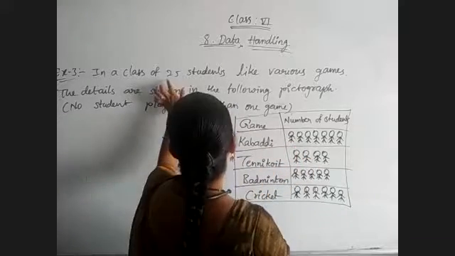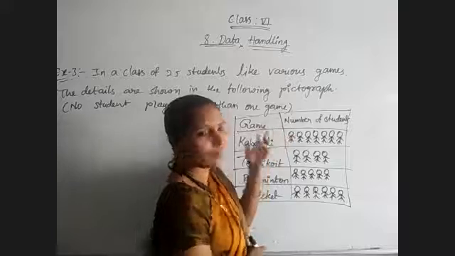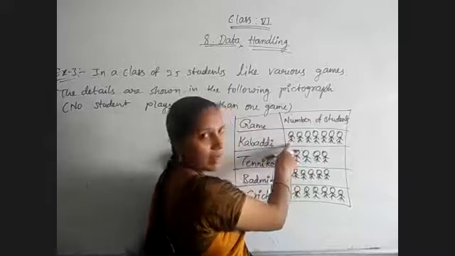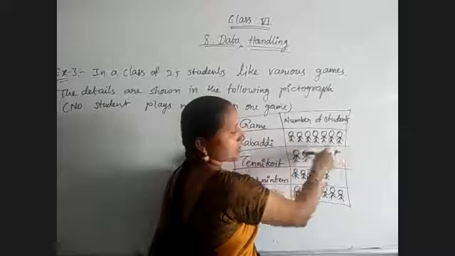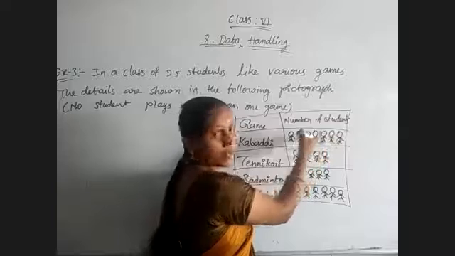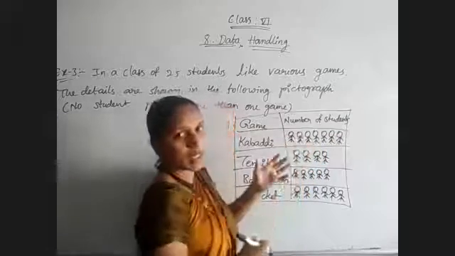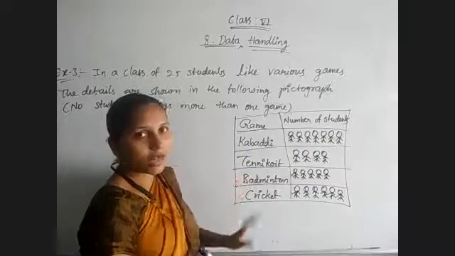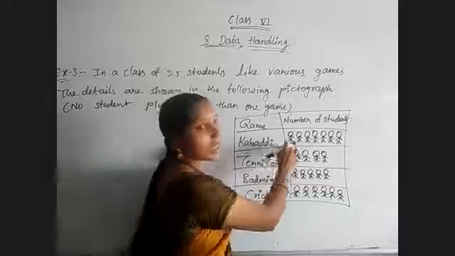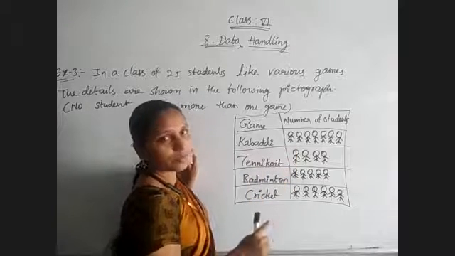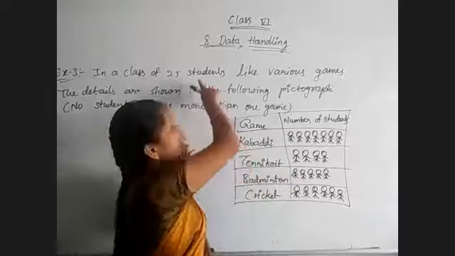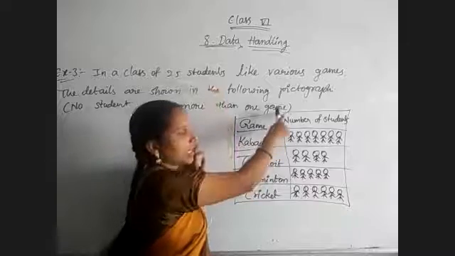Why? Because the total number of students is only 25. That means if you are taking one symbol as 5, here 7 symbols are there. So 7 5s are 35. For kabaddi only we are getting 35 students. So they are not given like that. Each symbol is for one student only. First, here the total number of students is mentioned. That's why the scale is not given here.